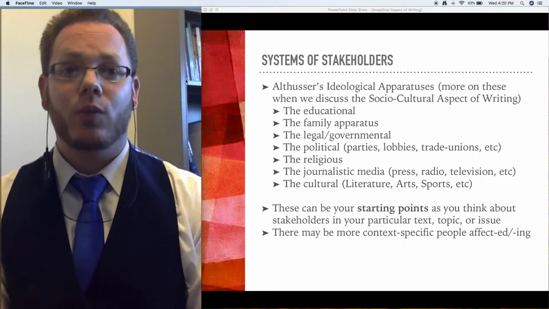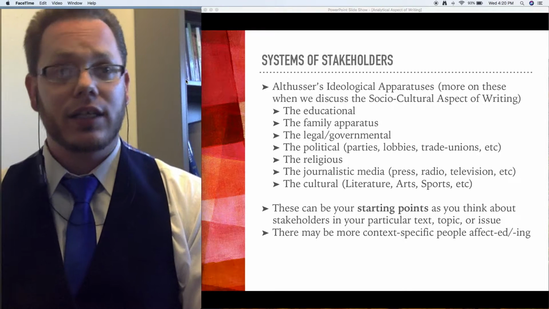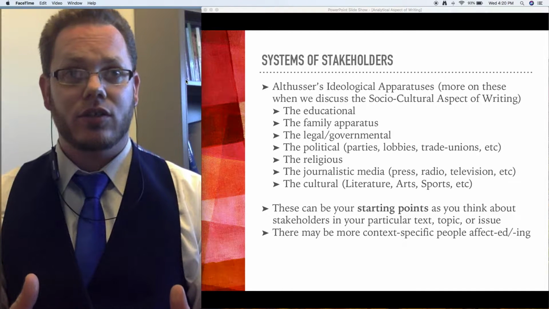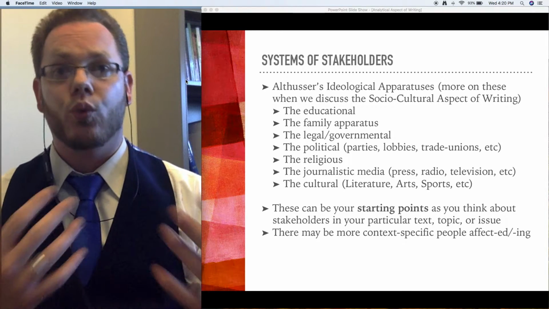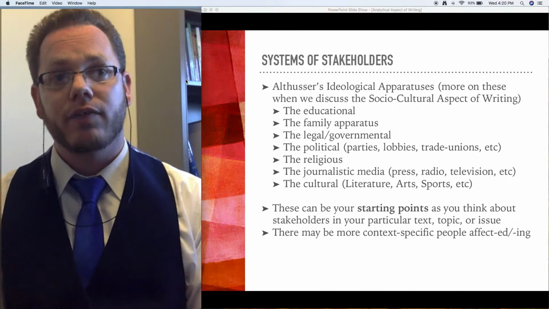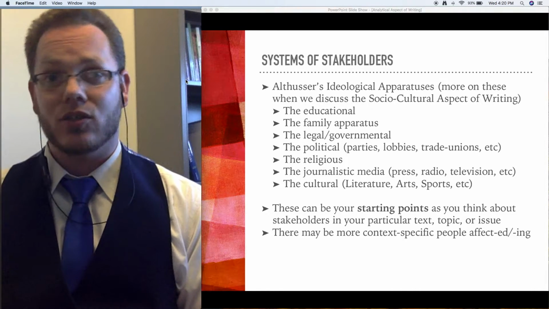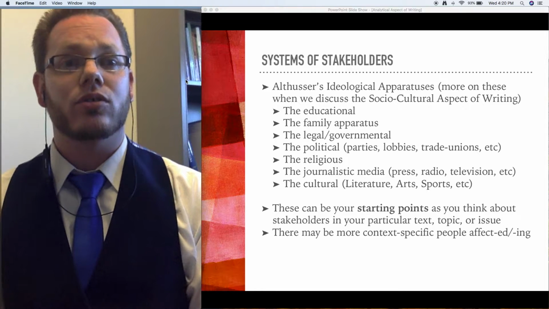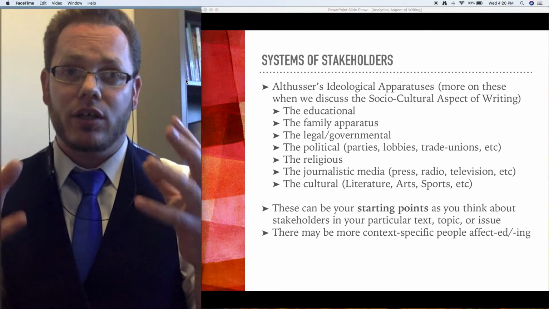Suffice to say, when we're dealing with types of people or groups of people, he gave us a bunch of categories. Ideological apparatuses just means ideologies, from the French word that essentially translates to the English word worldview. It's like the logic of our ideas or our belief systems. And apparatuses is like mechanisms. So it's kind of like social mechanisms for affecting ideas or beliefs. These can be starting points as you think about stakeholders in your particular text, topic, or issue. These are broad categories that you can begin applying.